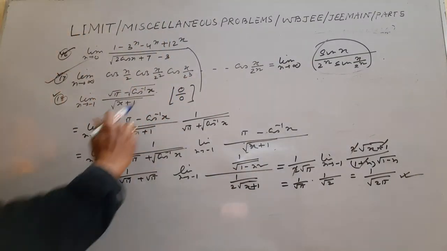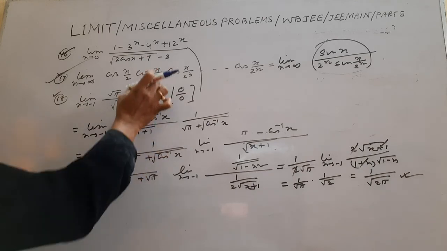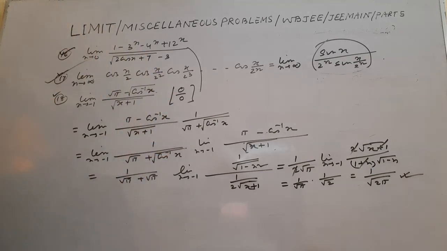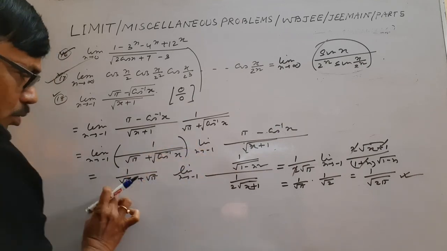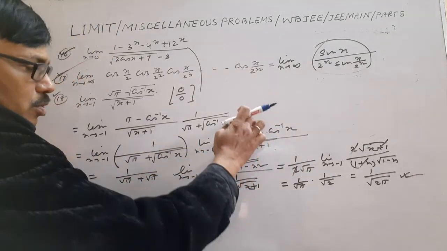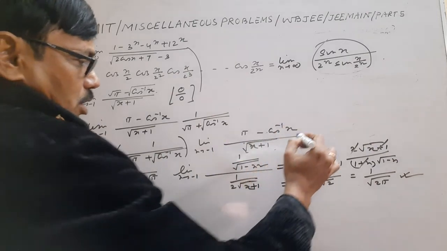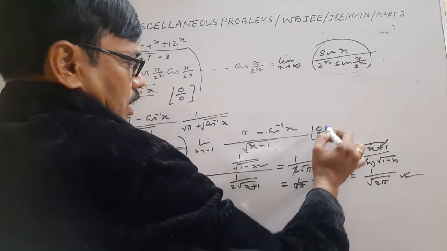Look at it again: we rationalize to avoid the derivative of the root. The rationalizing factor creates no problem; keep it separate, put in the values, then use L'Hospital's rule because it is a 0 by 0 form.